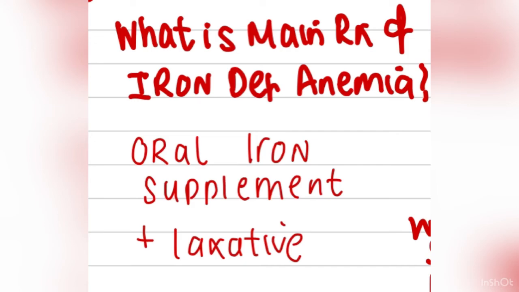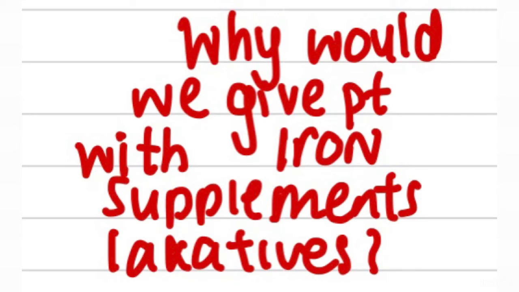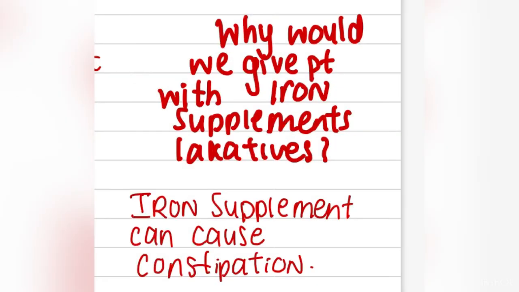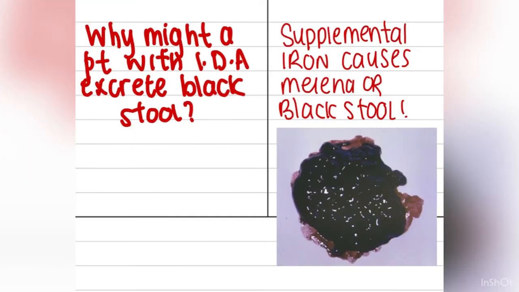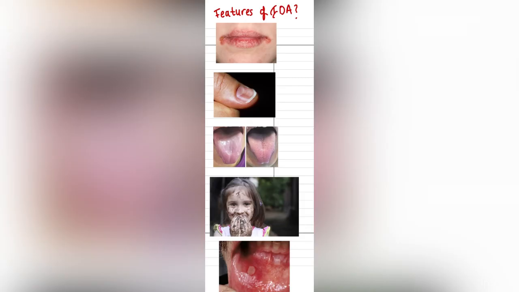And we're going to give iron supplements with laxatives because iron can cause constipation. Why might we give a patient iron supplements with laxatives? Because iron supplements can cause constipation. Why might a patient with iron deficiency anemia excrete black stool? Because the supplemental iron you give this patient, aka the treatment, can cause black stool.